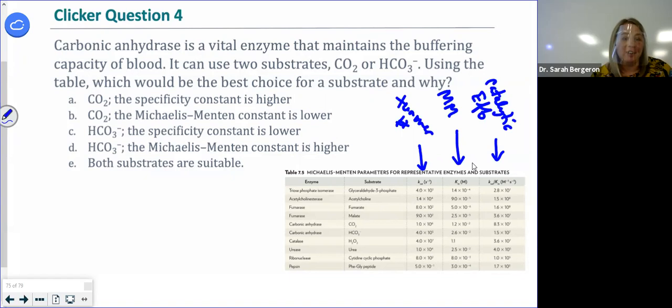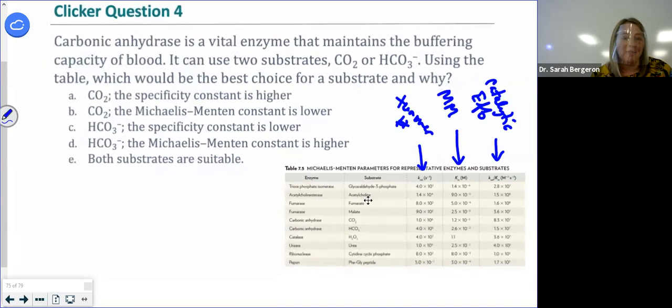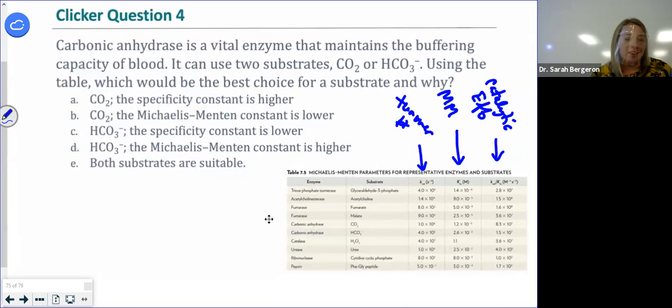I know it's kind of hard to see. I don't think I can make it bigger. I wasn't planning on using it.